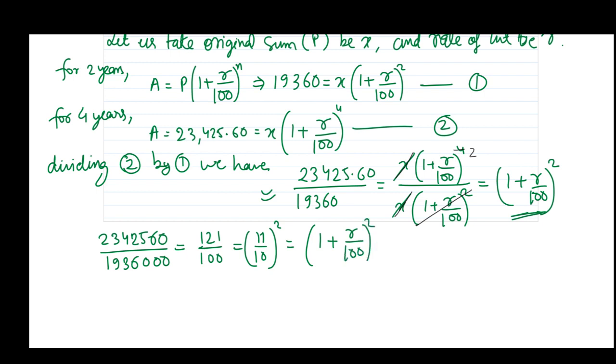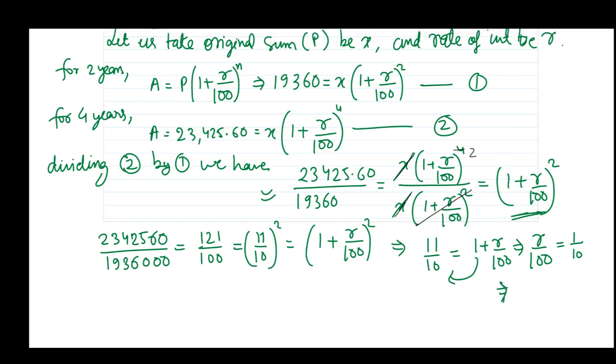Which is 1 plus R over 100 to the power 2. So equating them, we will get 11 by 10 is equal to 1 plus R over 100. And now if you solve it, you will get R by 100. This 1 will go this side, so we get 1 by 10, and hence it is 1 by 10. This implies R is equal to 10%. So rate is 10%.